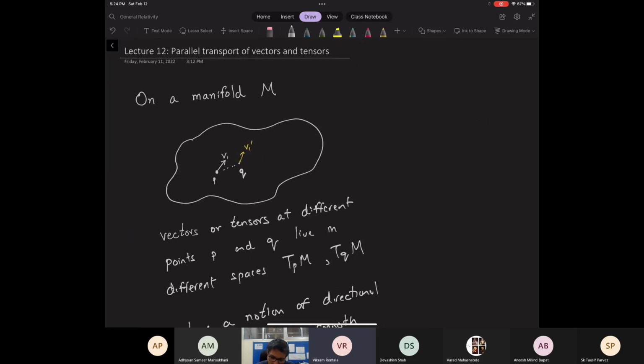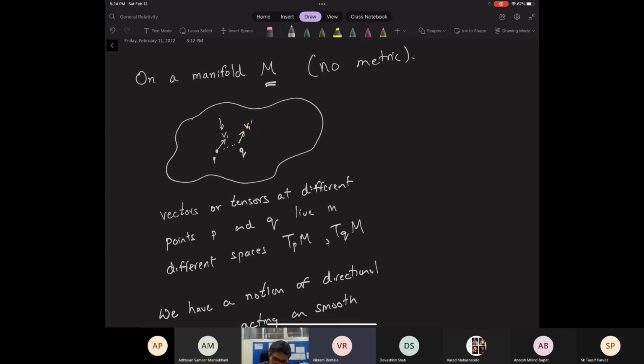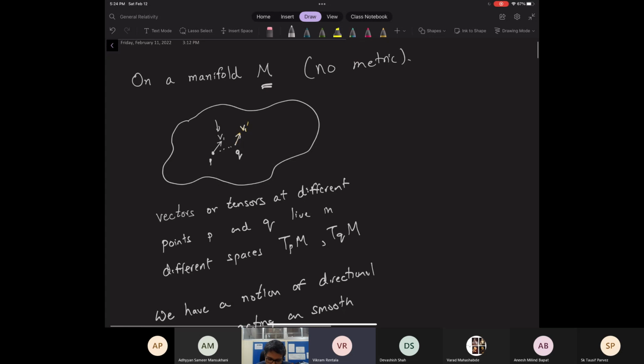So the idea is that on a manifold M, now there's no metric on the manifold. I have a vector v1 which is at the point P. I have a vector v1 prime which is at the point Q. And the vectors or tensors at the points P and Q live in different spaces. They live in different vector spaces. This vector v1 lives in the space T_P M. The vector at Q lives in a space T_Q M.